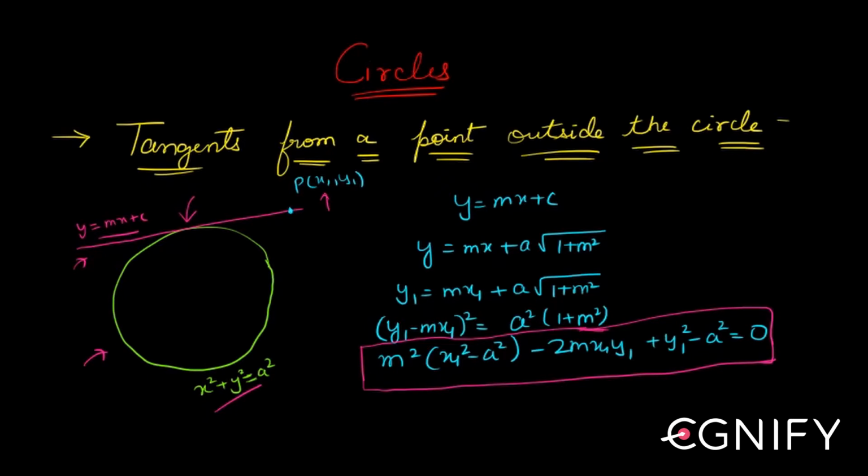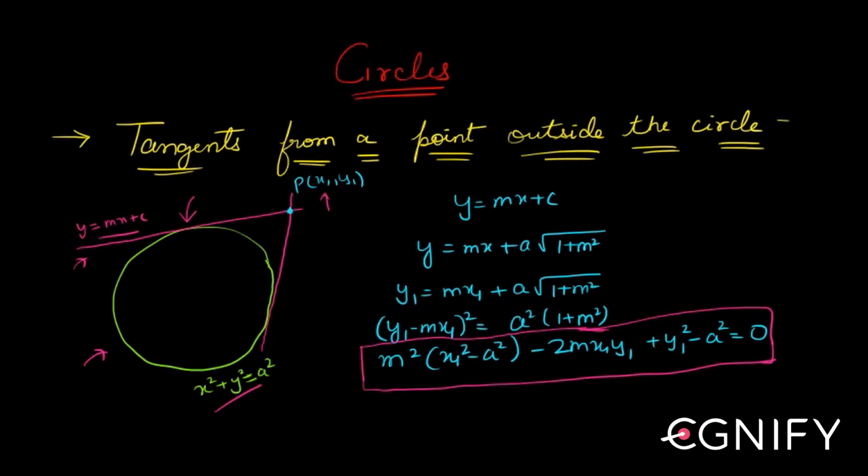So how many such tangents are possible? That is the question, right? The answer is 2 tangents are possible. One is the one that I've drawn. The other can be something like this. So there are 2 tangents possible from a point outside. So how do you find out these tangents?